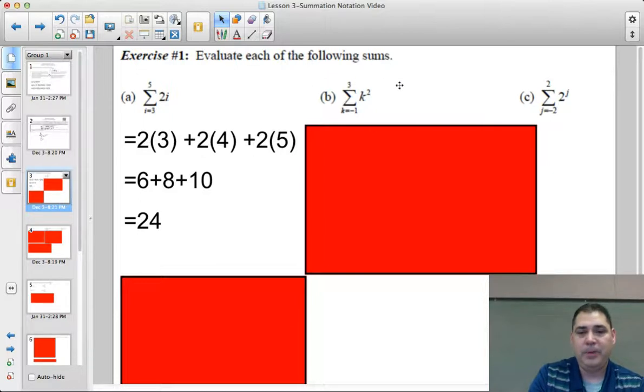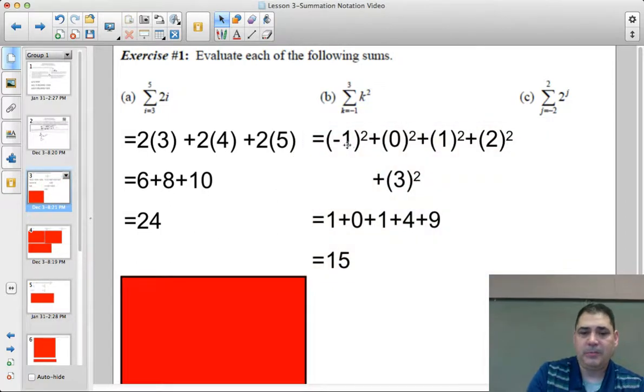Let's see what's happening with B. I'm going to start with -1, plug that in, get an answer. Then I'm going to plug 0 in, which is the next consecutive integer. Then I'm going to plug 1 in, plug 2, plug 3. And then you're going to get terms that you're going to add together at the end. So again, you can always pause the video to see if you can do it before I give you the answer.